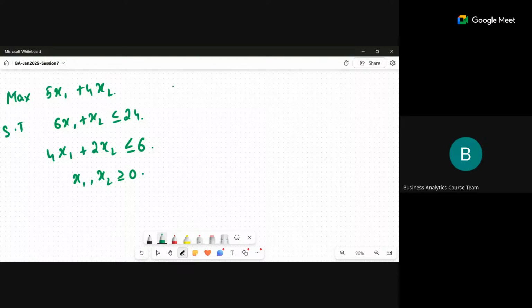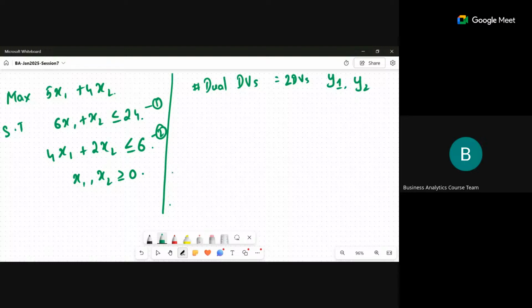To convert this to the dual, number of dual decision variables is equal to what? Number of constraints in the primal. So we have constraint number 1, constraint number 2. So we will have 2 decision variables. Let's call them y1 and y2. That is first out of the way.